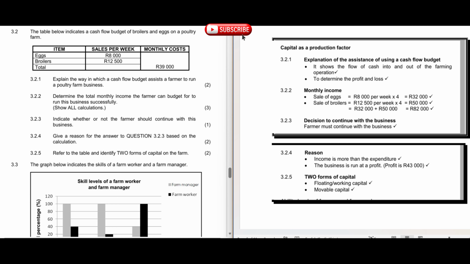3.2.4 Give a reason for the answer to question 3.2.3 based on the calculation. The monthly income is greater than the monthly expenditure. The business is making a profit because the profit is 43,000 rands. 3.2.5 Refer to the table and identify 2 forms of capital on the farm: floating working capital and movable capital.